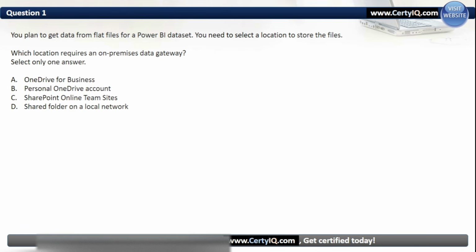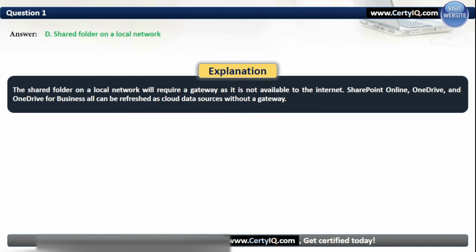The correct option is D. Shared folder on a local network. The shared folder on a local network will require a gateway as it is not available to the internet. SharePoint Online, OneDrive, and OneDrive for Business all can be refreshed as cloud data sources without a gateway.